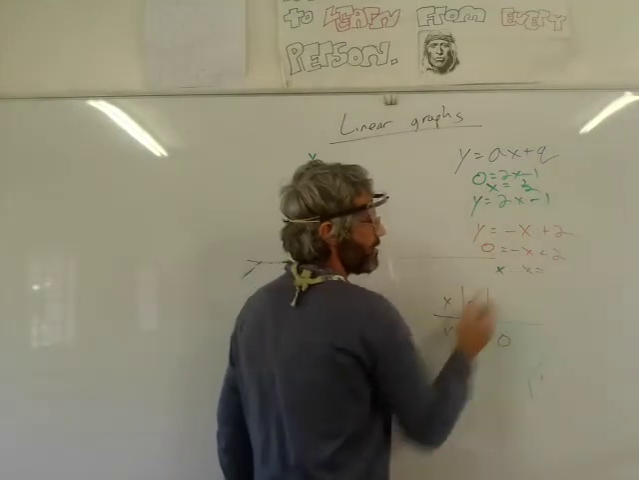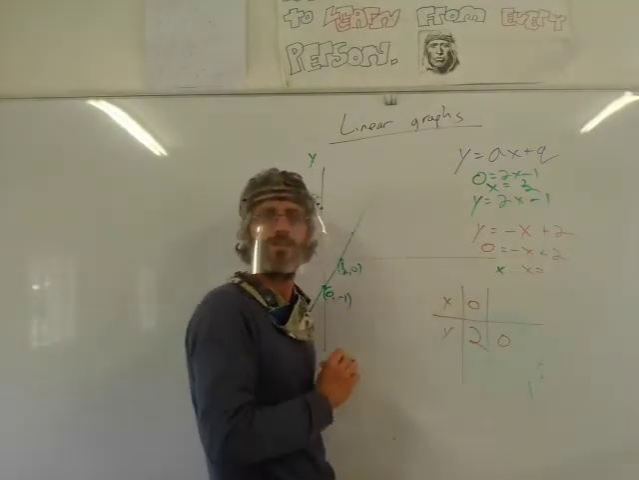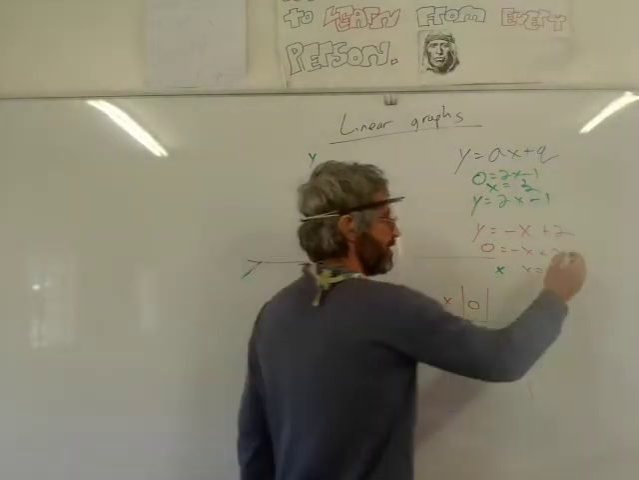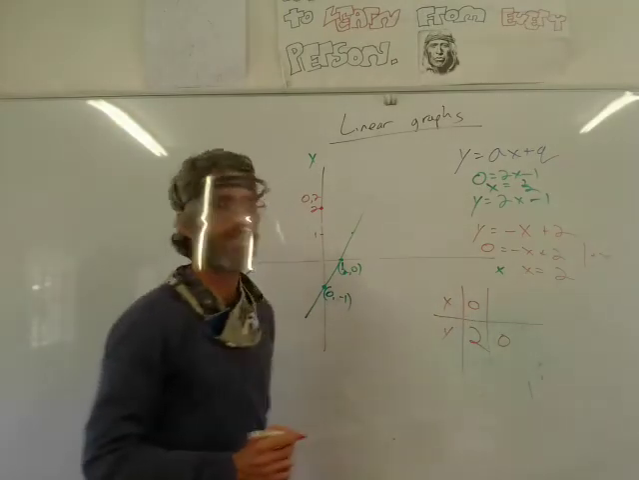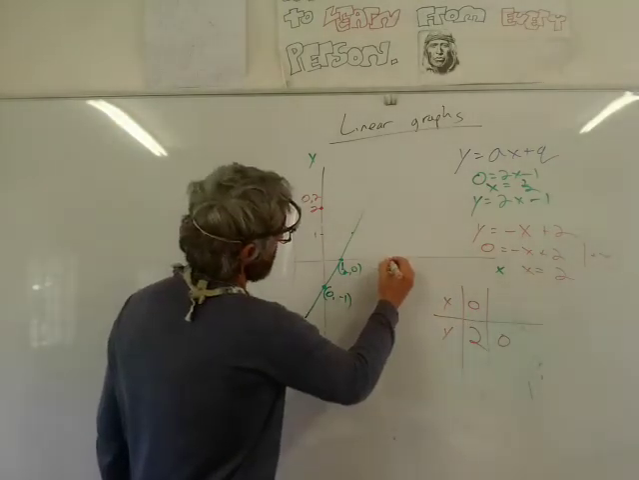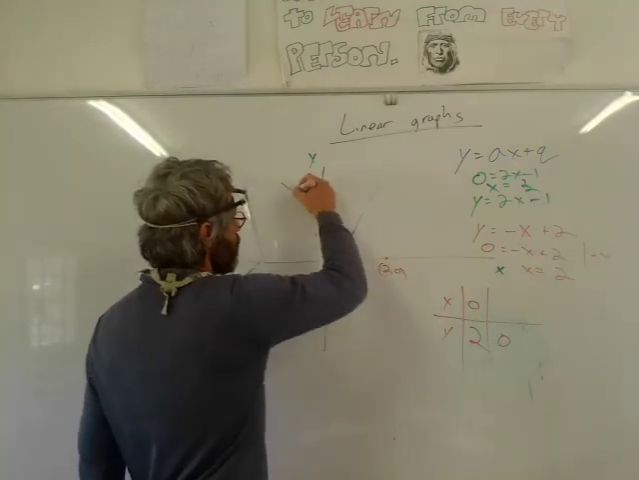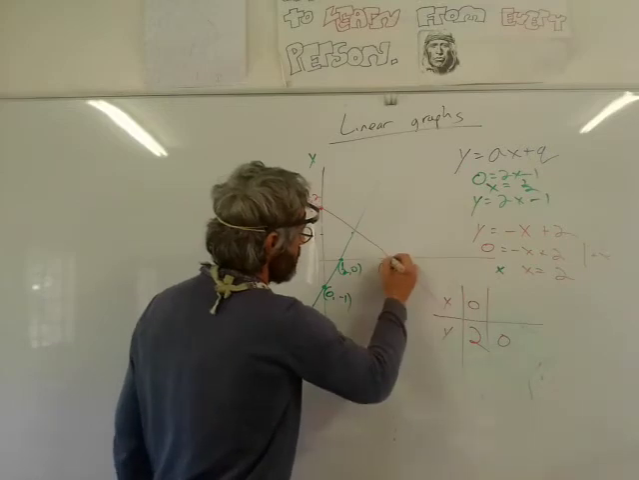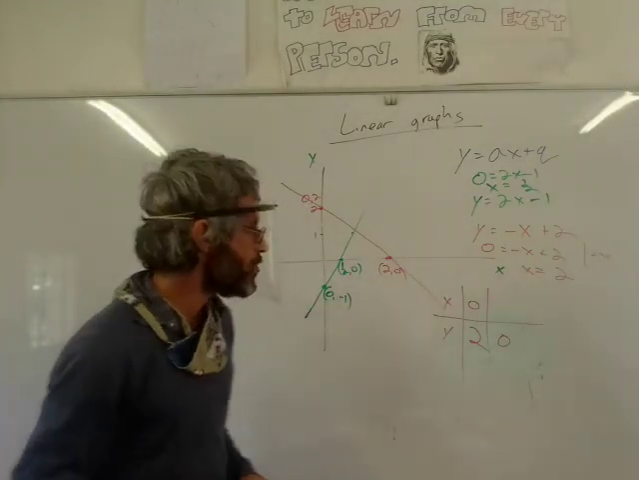0 equal minus x plus 2. X must be equal to? Plus just 2. Okay? I'm adding x to both sides. So x equal to 2. Okay? In other words, it's going to cross over here. It's 2, 0. And then I can draw a line. And I've got the line.